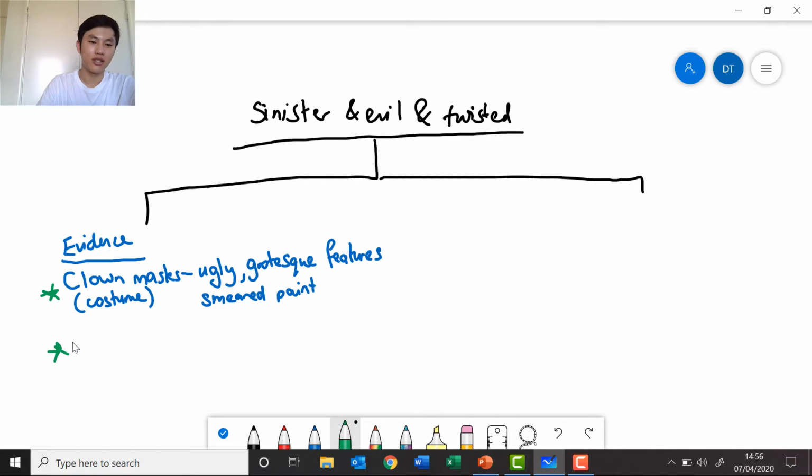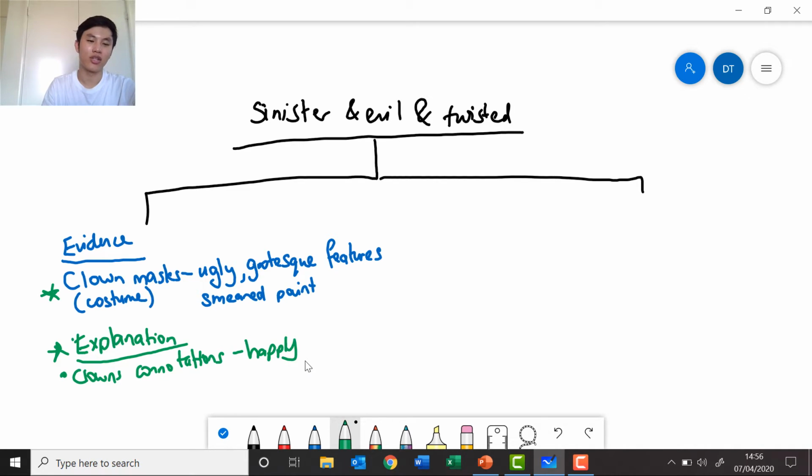Okay, for your explanation, I'll write that in green. Explanation. We want it to be in detail. So how are we going to link this to the clown mask? The fact that it's ugly, it has grotesque features, the smeared paint, the design of the clown masks makes the Joker sinister and evil and twisted. Well, first of all, my first point of my explanation is, have a look at the connotations of clowns. Usually they make people happy, right? Clowns are supposed to make children happy. They appear at children's birthday parties, so they have a happy, fun connotation.